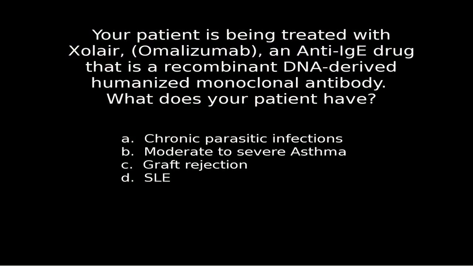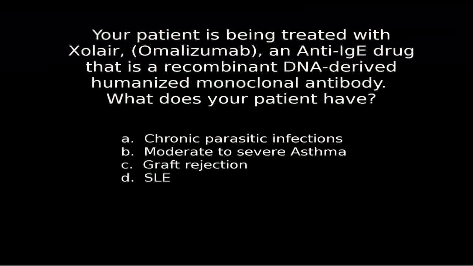Number 4 is your patient is being treated with Xolair. Another name for Xolair is omalizumab, okay, which has that ZU in it for humanized. And that's an anti-IgE drug that is a recombinant DNA derived from human, because it's got that ZU monoclonal antibody. So what does your patient have? You don't have to know anything about the drug. All you have to know is that it's anti-IgE. So when would you want an anti-IgE drug?